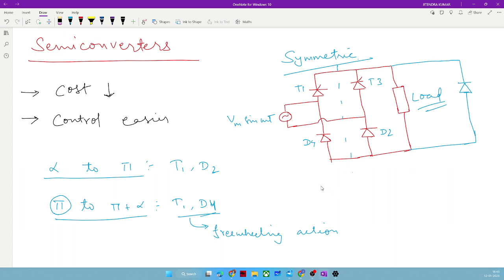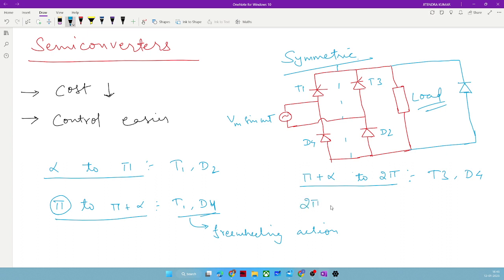Now, after pi plus alpha to 2 pi, which switches will conduct? We can guess that T3 will be triggered at pi plus alpha, and the other switch D4 was already turned on at pi, so it will definitely conduct. So T3 and D4 will conduct. Any confusion till this point? Or am I going fast? Should I repeat these points? No, sir, got it. Okay.